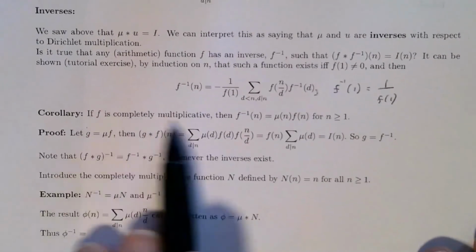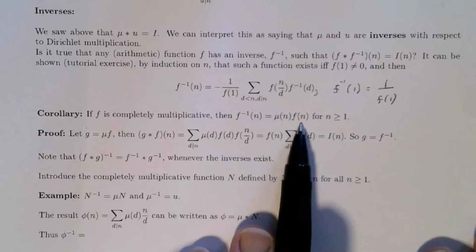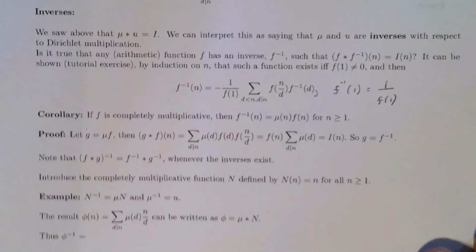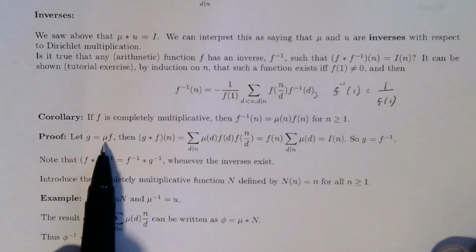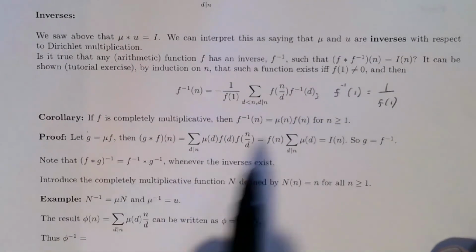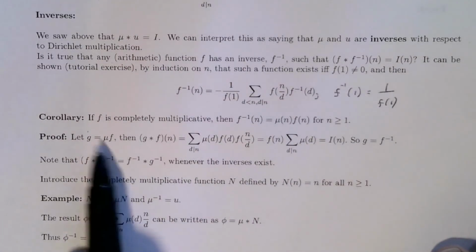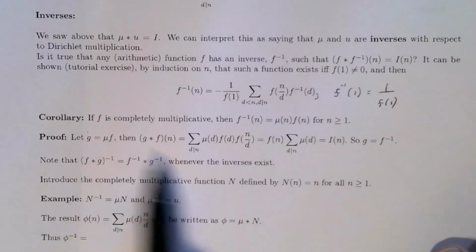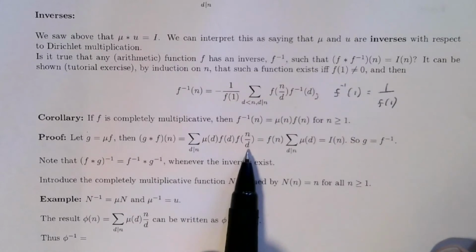If you've got a completely multiplicative function, then f inverse turns out to be just μ(n) times f(n), for n bigger than 1. Now, the proof of this is fairly easy. We just let g be μ times f, which is what this is here. And then if I compose g with f under Dirichlet multiplication, that means I take μ(d) f(d), and then I'm going to take f of the cofactor.